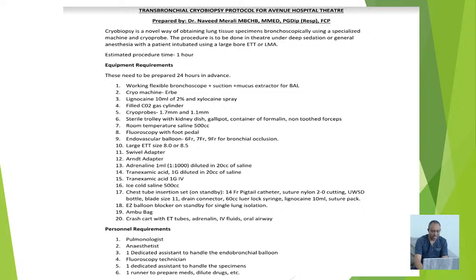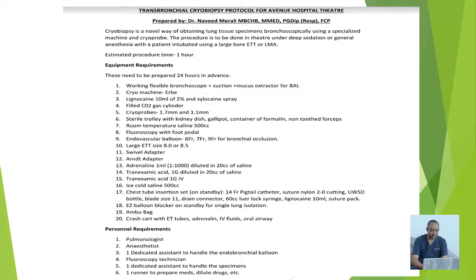We have developed a protocol for the Avenue Hospital, and these are the things that we need in terms of equipment, and we usually insist that these are available and working at least 24 hours before the procedure. Number one is the bronchoscope, the working bronchoscope. Number two, cryo machines. We talk about the issue of drugs like lignocaine. We have a filled carbon dioxide gas cylinder. We have cryoprobes, and currently we are using mainly 1.7 and 1.1.